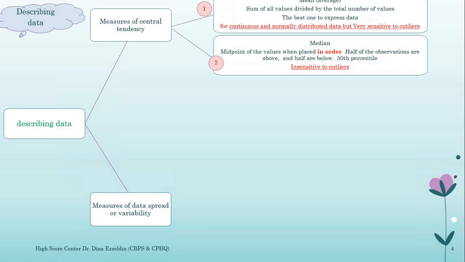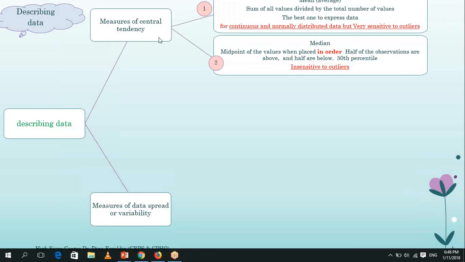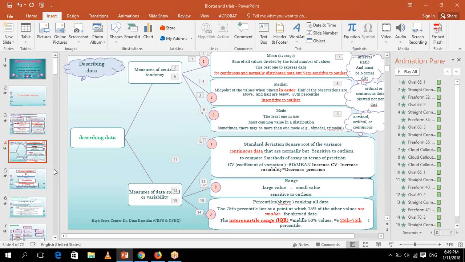Number two, the median. To calculate the median, we have to order the data from the smallest number to the biggest number. Don't forget this, because it is a very important point. We order the data from the smallest to the biggest and get the point which is in the middle of the data, the 50th percentile. The median is not sensitive to outliers. The mean was sensitive to outliers, but the median is not. Let's see an example.